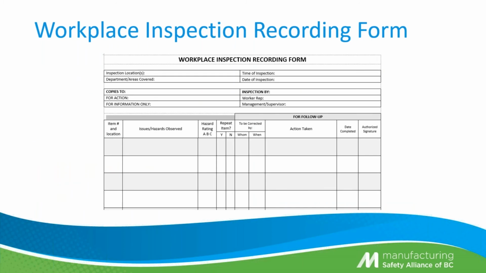So here's an example of a form. You guys should have a copy of this, and you're free to use any workplace inspection form you want. This one was created to show the different areas of where the inspections are. With bigger companies, they do this per department, per plant, per facility. That's why it's got different department areas covered. Time of inspection, the date of inspection, very important that we have dates in case something happens.